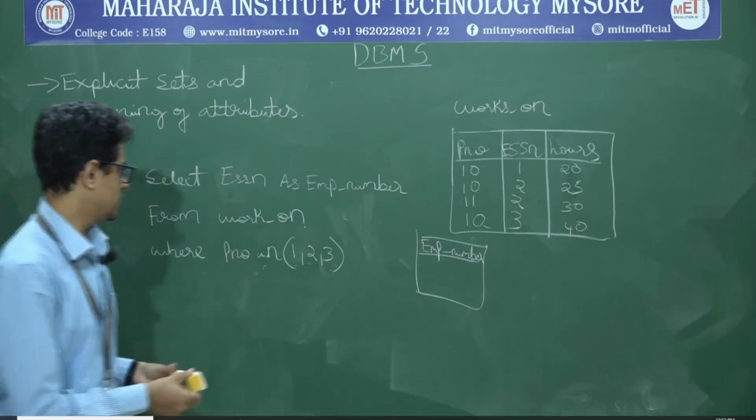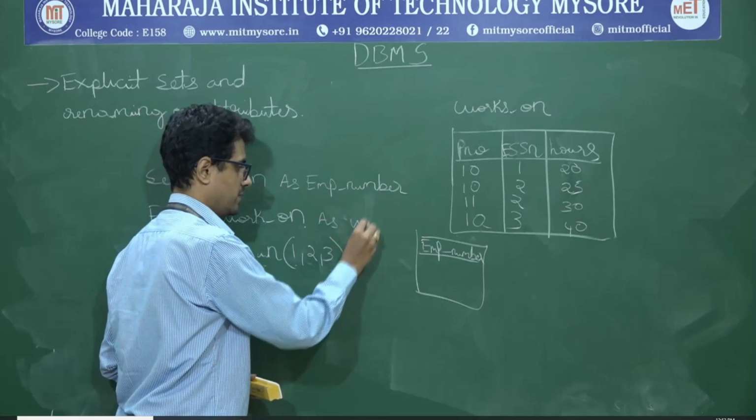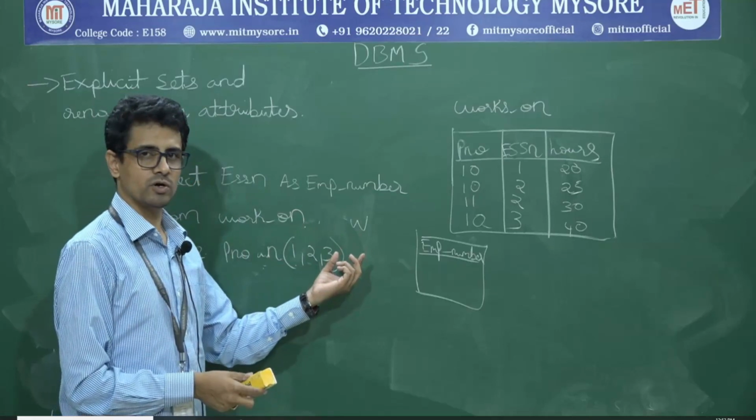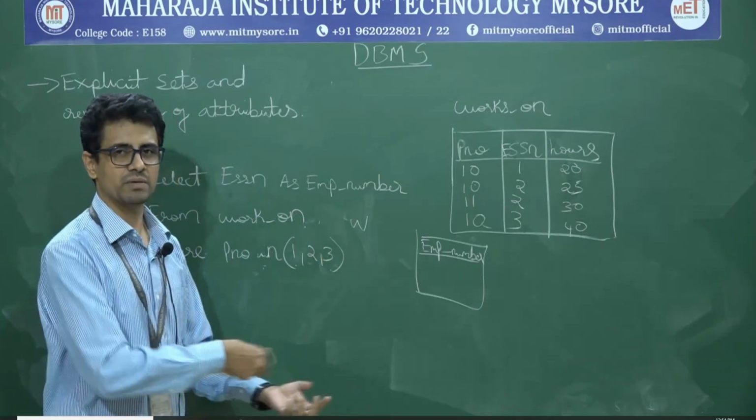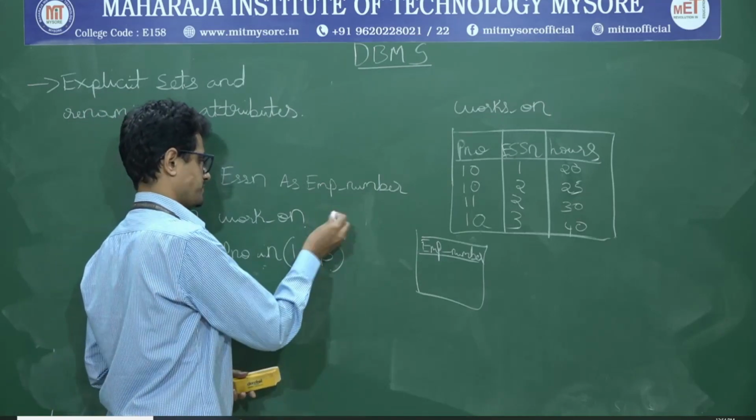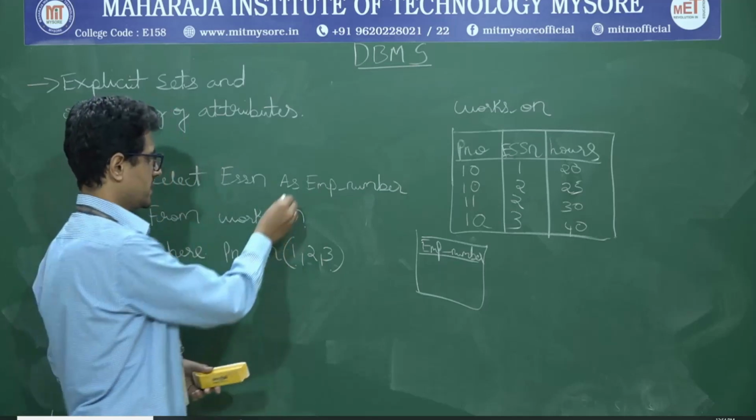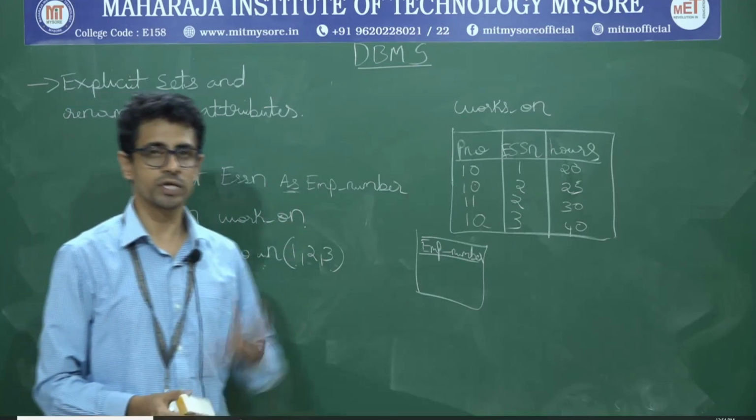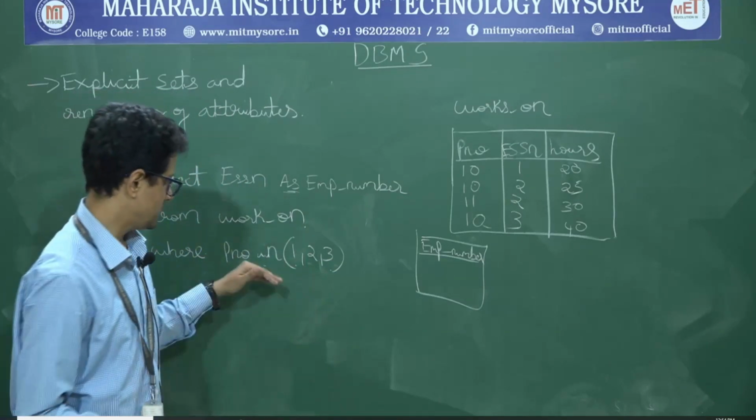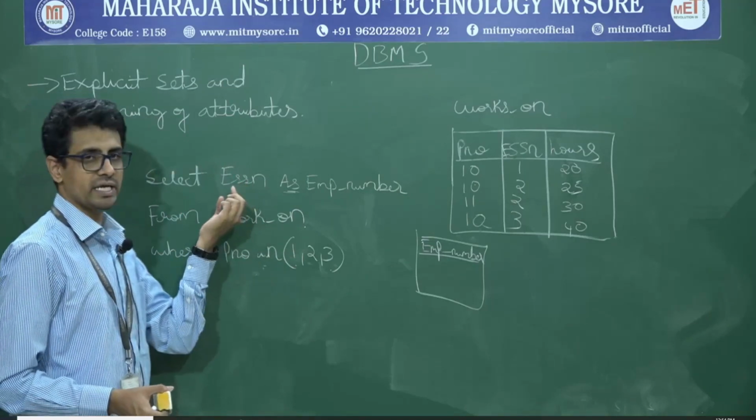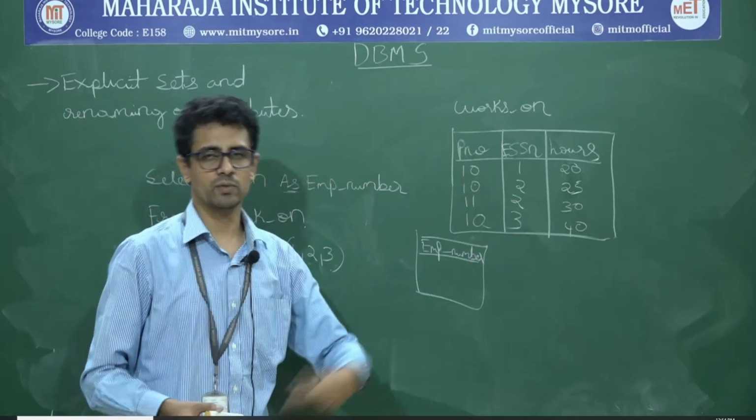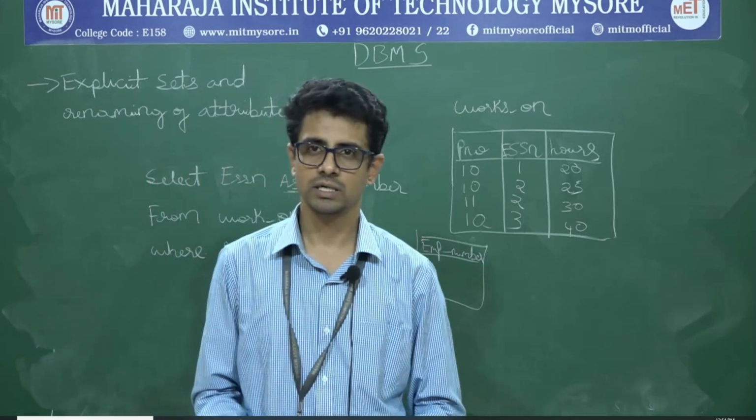You can also use, say, works on as W. Previously we have seen works on space W. If you want to rename works on as W, if you want some reference, say W dot something in the where condition as we saw previously, we can do that. But the keyword AS is used whenever you want to rename the output you are going to get as a condition being evaluated. So I have a condition being evaluated with the IN operator and I want to rename this ESSN as EMP number, so I can use the AS keyword. If you have n number of attributes, you can rename n number of attributes by using this AS keyword.